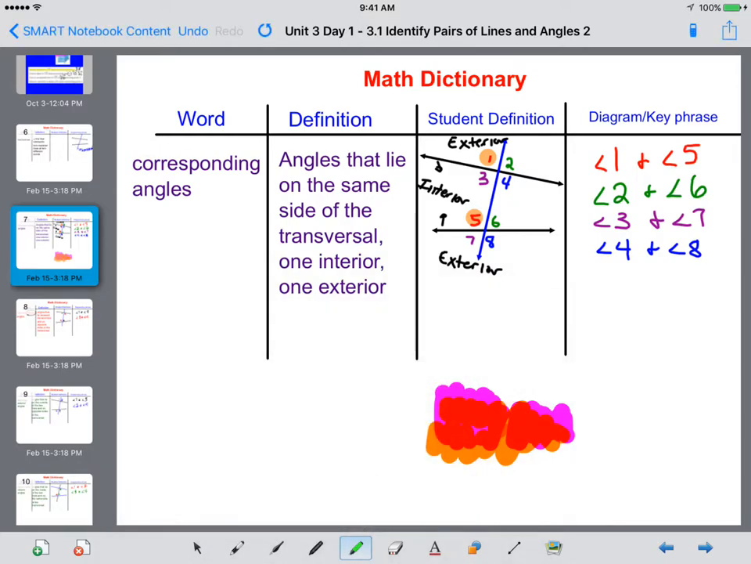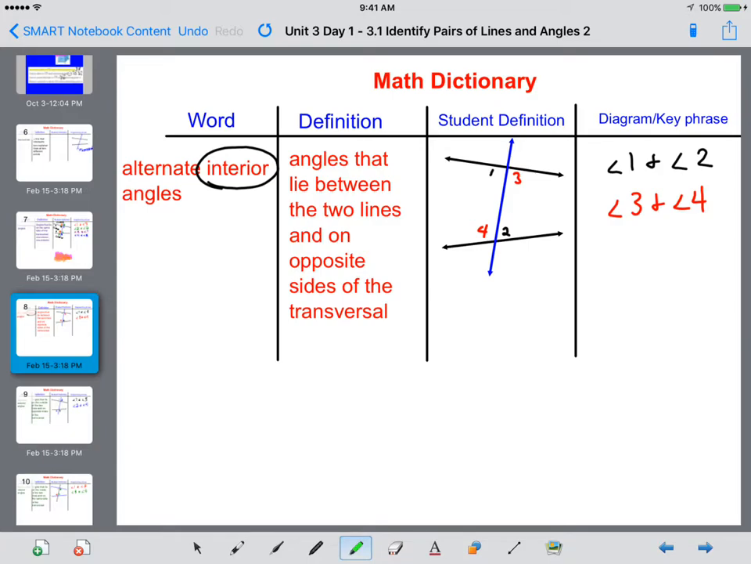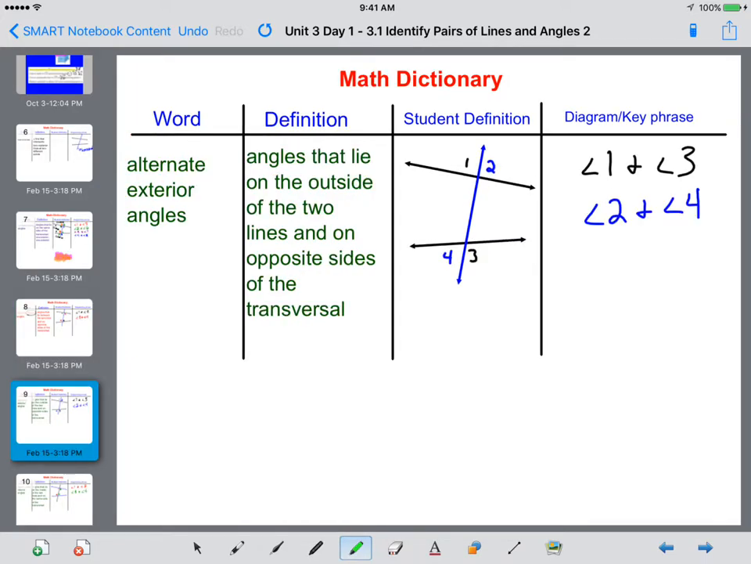Similar with 3 and 7. They're purple. Angle 3 is the interior angle. Angle 7 is the exterior. They're in corresponding positions. Alternate interior angles. Angles that lie between the two lines and on opposite sides of the transversal. Alternate exterior angles. Angles that lie on the outside of the two lines and on opposite sides of the transversal.